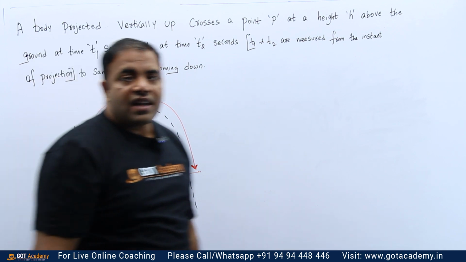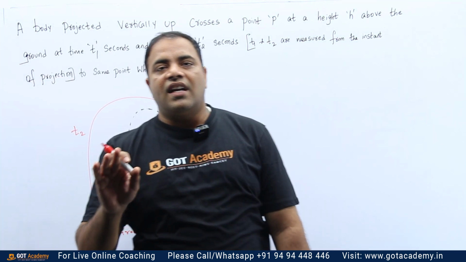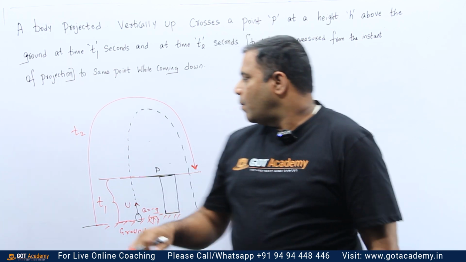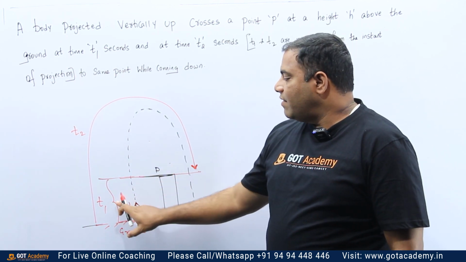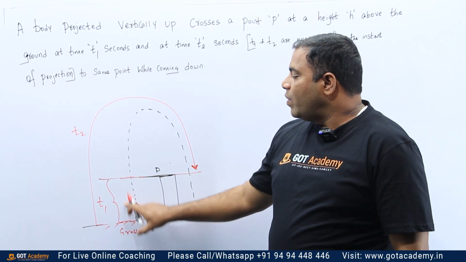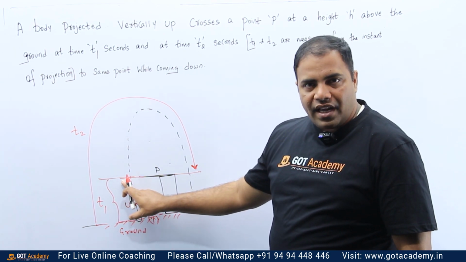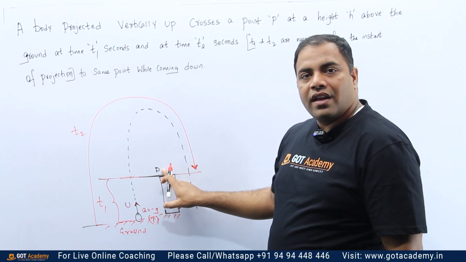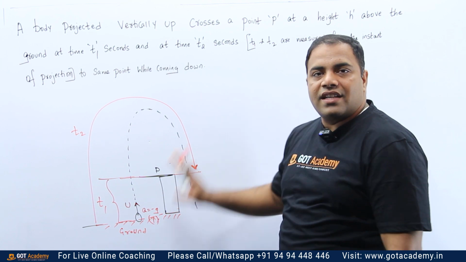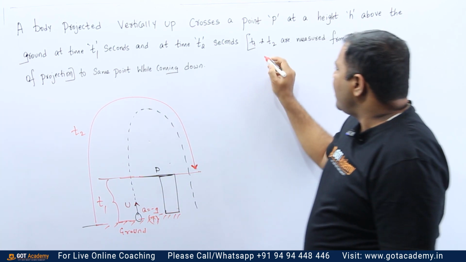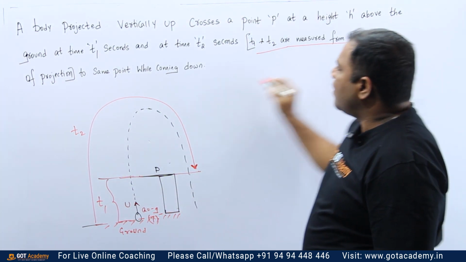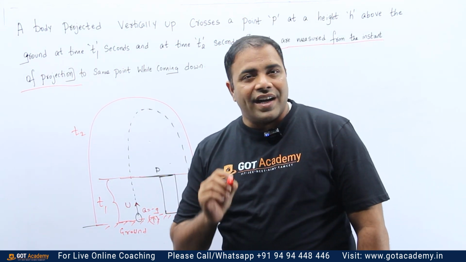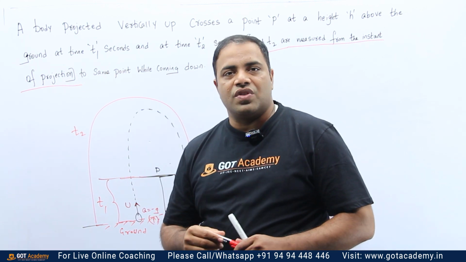So here we have to understand that T1 and T2 are nothing but the times taken by the body that has been projected upwards to reach point P. T1 is the time taken while moving in upward direction to reach point P, whereas T2 is the time taken to reach point P while moving in downward direction. Understand? It was clearly mentioned that T1 and T2 are measured from the instant of projection. You have to keep that in mind, my dear. So what is instant of projection? That is the question.